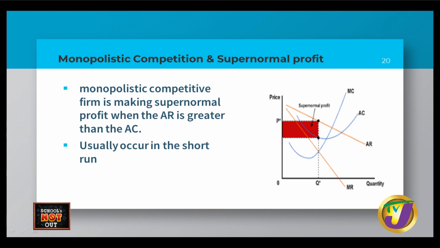Now let us look at the types of profit in monopolistic competition. Monopolistic competition will make supernormal profit, again, where price or average revenue is greater than the average cost. Again, this usually occurs in the short run. So, even though the diagram is there, let me just put it on the board and further explain.